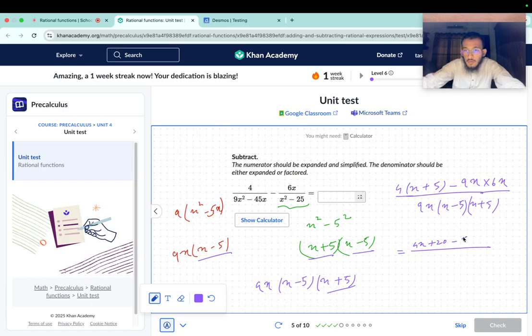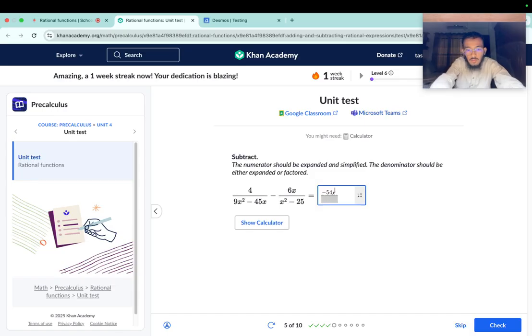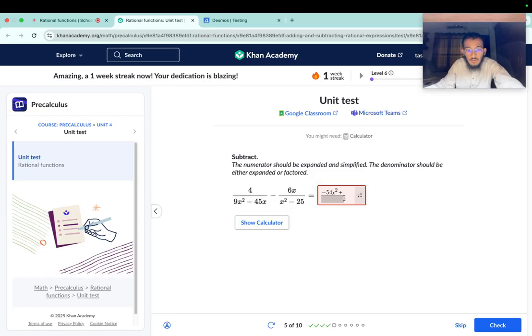54x squared, and below we have 9x, x minus 5, x plus 5. Okay, so the numerator should be expanded and simplified. I expanded and simplified. This is the most simplified manner. Negative 54x squared, positive 4x, positive 20, positive 4x, positive 20.